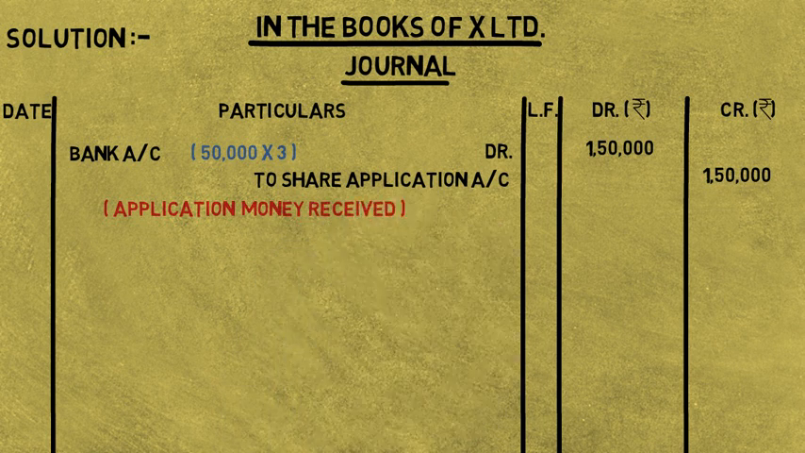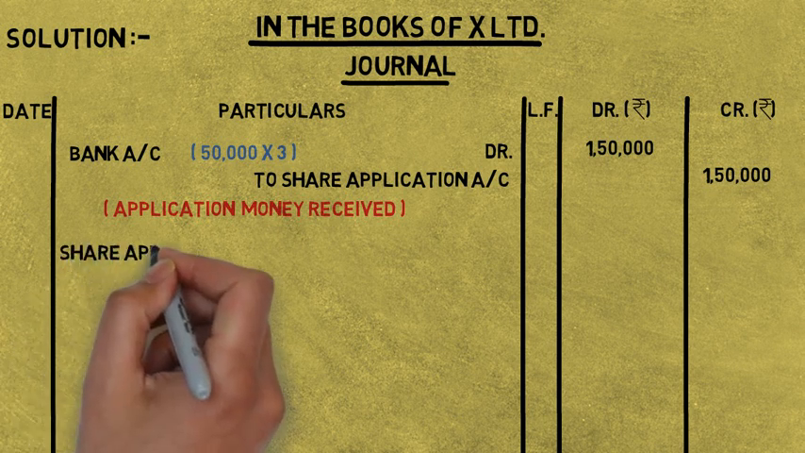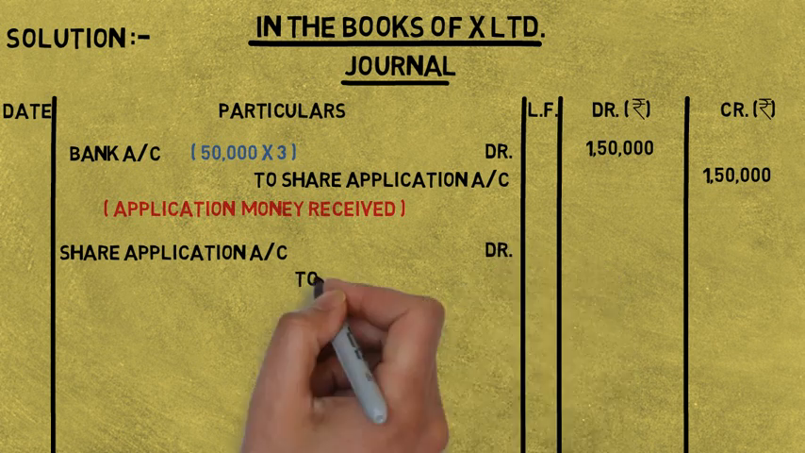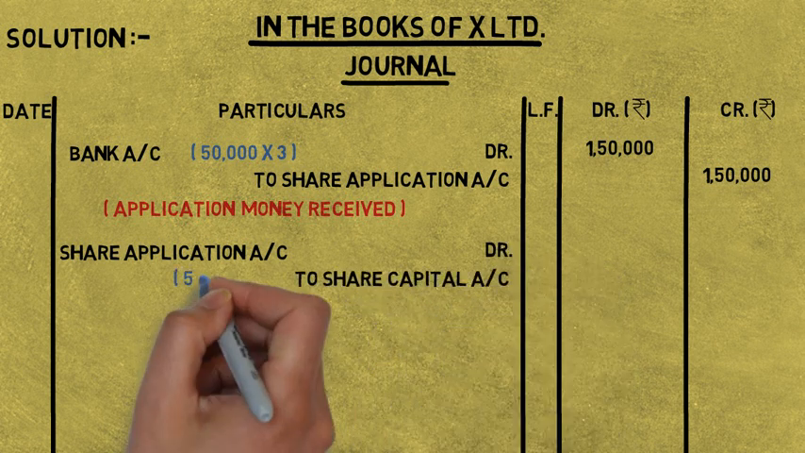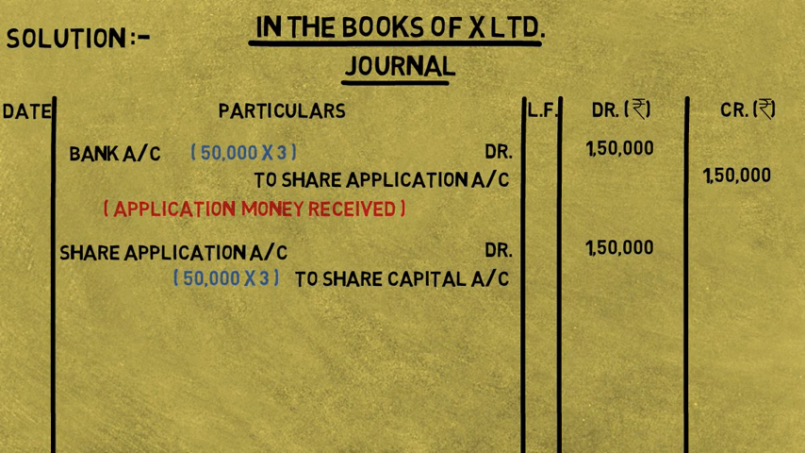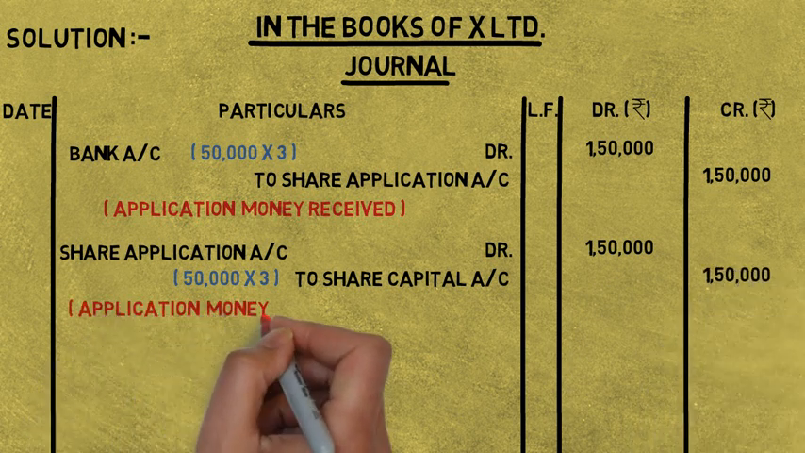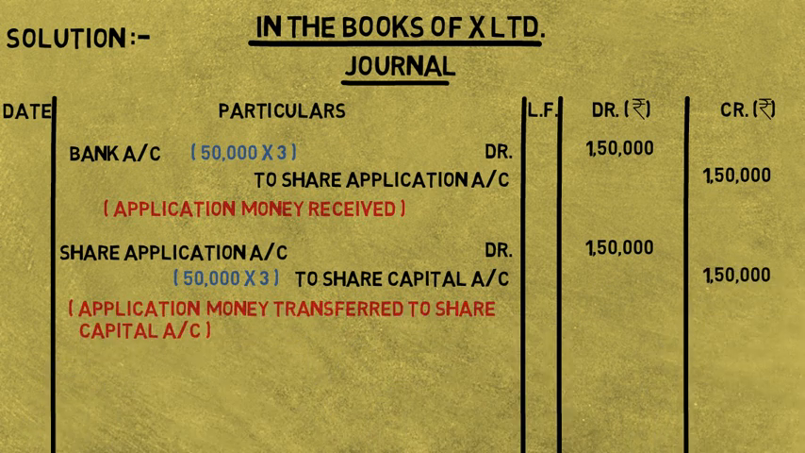Now students, here's an important point for you all, that writing narrations after every entry is compulsory, because if narrations are not there, your marks will be deducted, and this is applicable for both CBSE and ISC board students. Now our second entry will be share application account debited to share capital account. This entry shows the amount of application transferred to company's share capital.